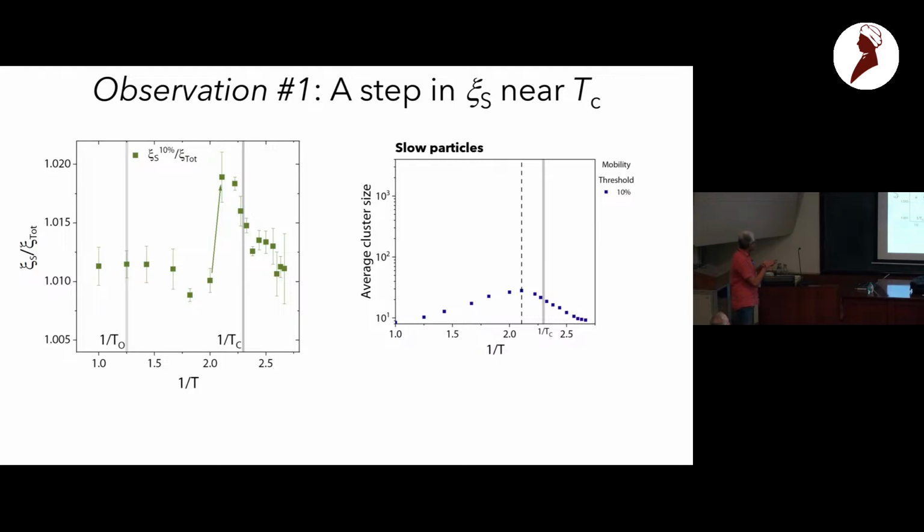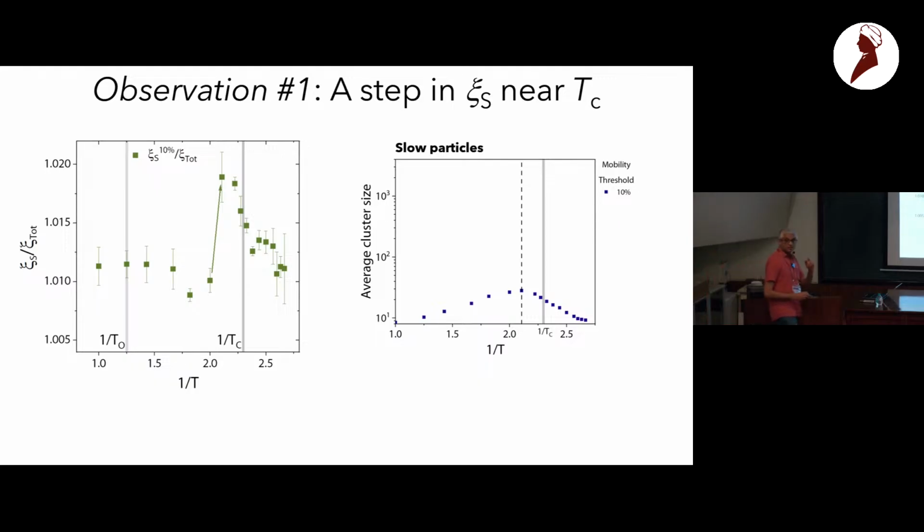All right? So now all I do is take the ratio of xi s by xi total in this window of interest, and that's basically taking out the baseline, and I see this increase. What's interesting is that if you go to all the slow particles and cluster them and find the average cluster size, that peaks right near where the step is. It peaks at the temperature at which the step is. And of course, after the step, you expect the rest of the system, as you cool it, to catch up and get better and better ordered.